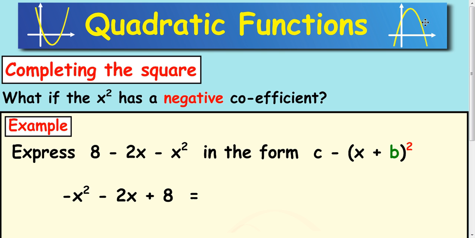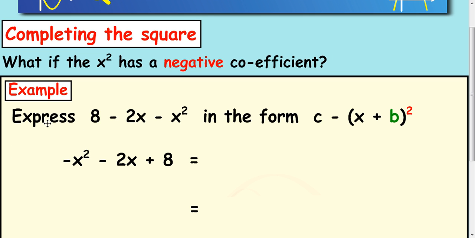In this last lesson, in this section, we're going to look at how to complete the square when there's a negative coefficient. So it says here, express 8 take away 2x minus x squared in the form c subtract (x plus b) all squared.